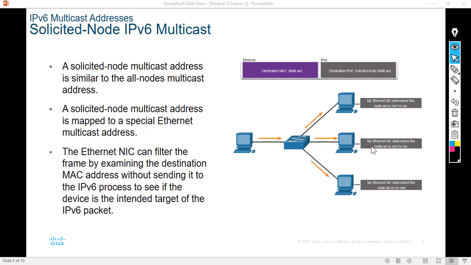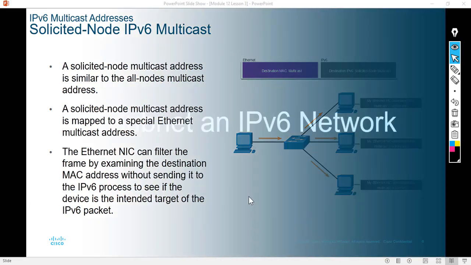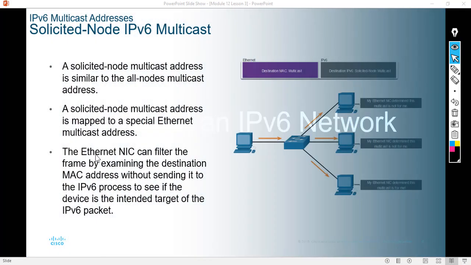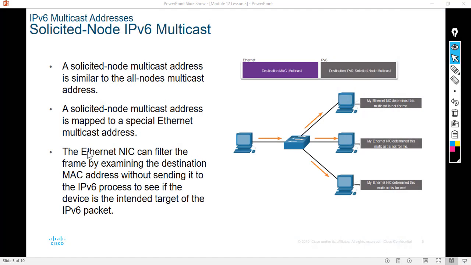So do note that the key advantage of this type of multicast address is that it's mapped to a special Ethernet multicast address. This special Ethernet multicast address allows the network interface cards to filter the frames by examining the destination MAC address, even without sending it to the IPv6 process. So those are the two important multicast addresses we've discussed.